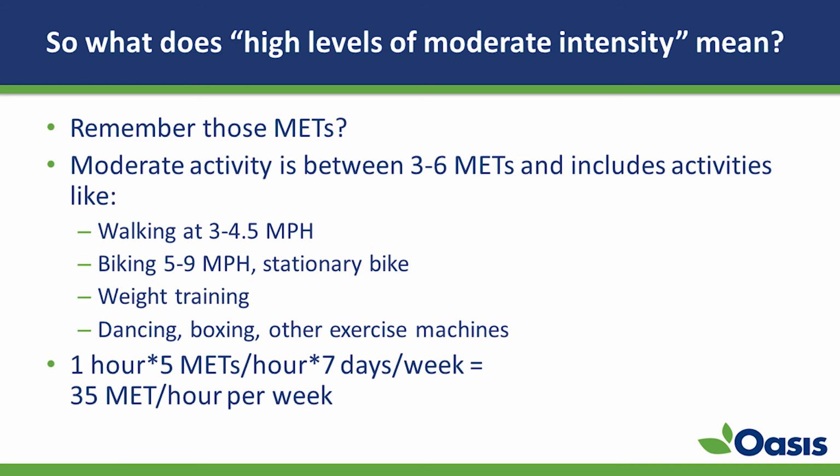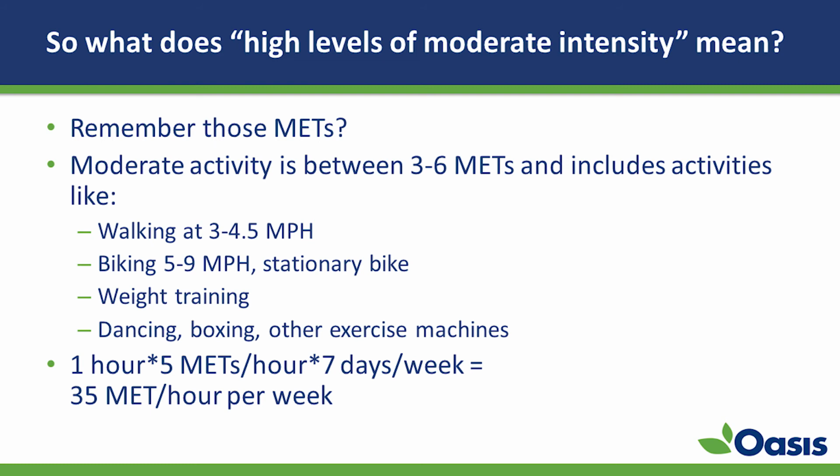intensity. And so you can make this calculation for yourself by considering how many hours a week you do a moderate intensity exercise. And I picked the number 5 here because the range is between 3 and 6. So if you're walking at 3 miles an hour, you might be closer to 3. If you're walking at 4.5, you might be closer to 6. And then you can multiply that by 7 days a week.